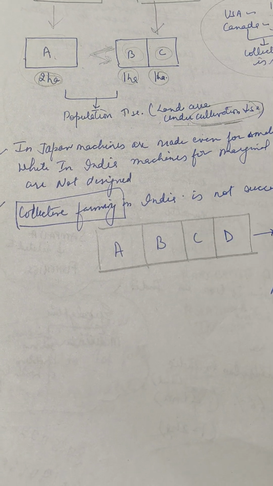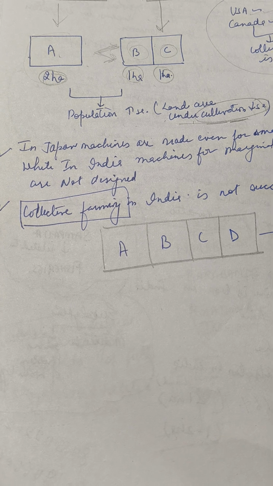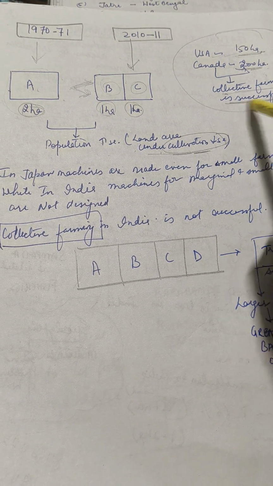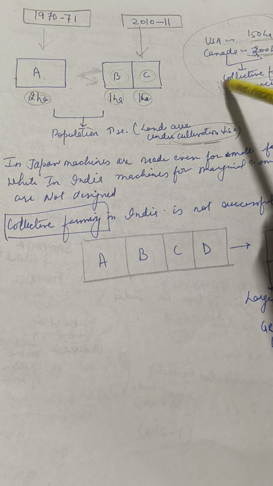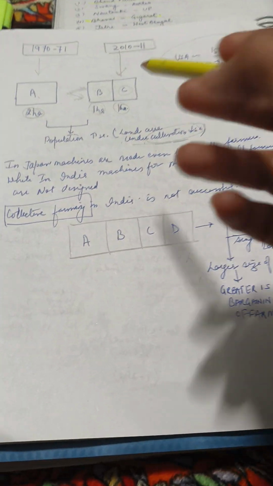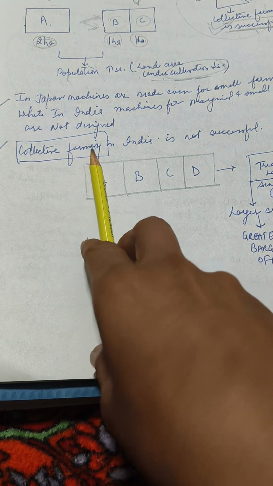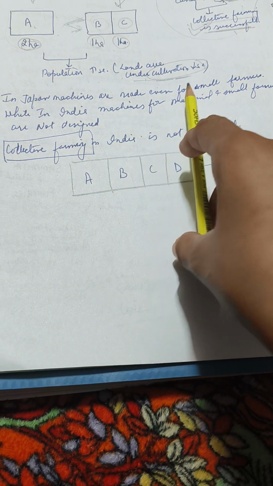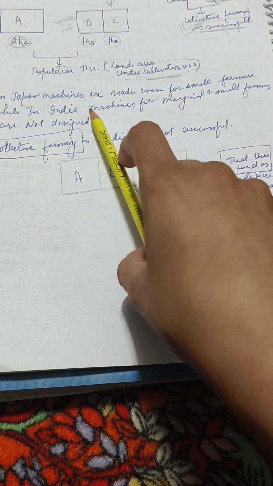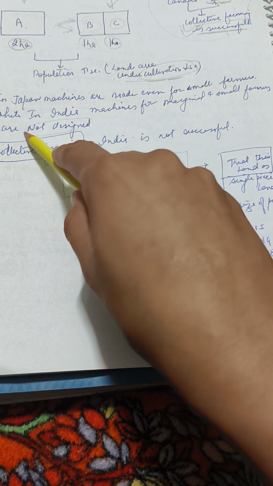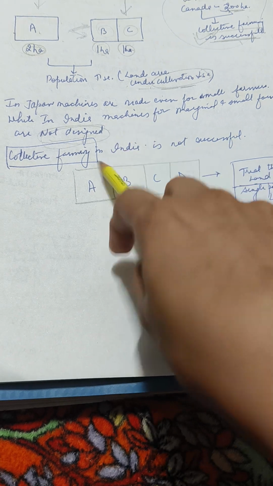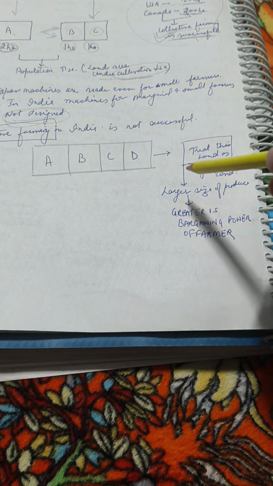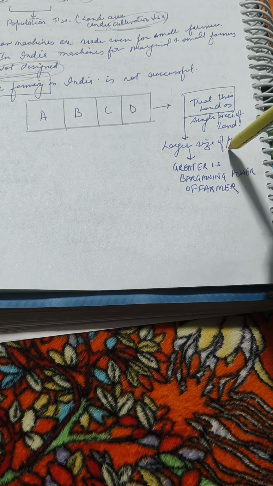There's also the fact that in the USA farms are nearly 150 hectare, and in Canada 300 hectare, and collective farming is successful there, so a mechanized system can easily be found. Collective farming in India is not successful, and in Japan machines are made even for small farmers, while in India machines for marginal and small farmers are not designed. Another fact is that we do not have such techniques for small farmers either.